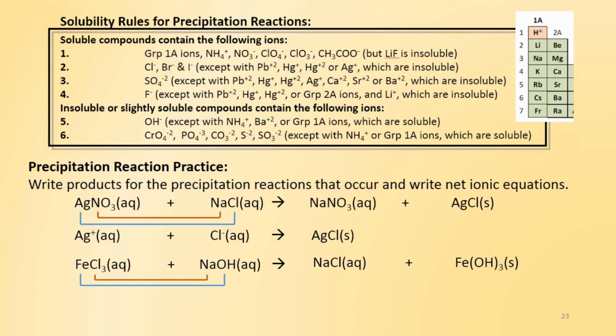Now this equation is not balanced. I can see 3 hydroxides on the right and only 1 on the left, and I can see 3 chlorides on the left and only 1 on the right. So if we put 3 NaCl and 3 NaOH, we will balance the equation. Let's now eliminate the spectator ions, sodium and chloride, and that would give us the net ionic equation of iron 3 ion combining with 3 hydroxide ions to give us Fe(OH)3, and that's an insoluble precipitate.